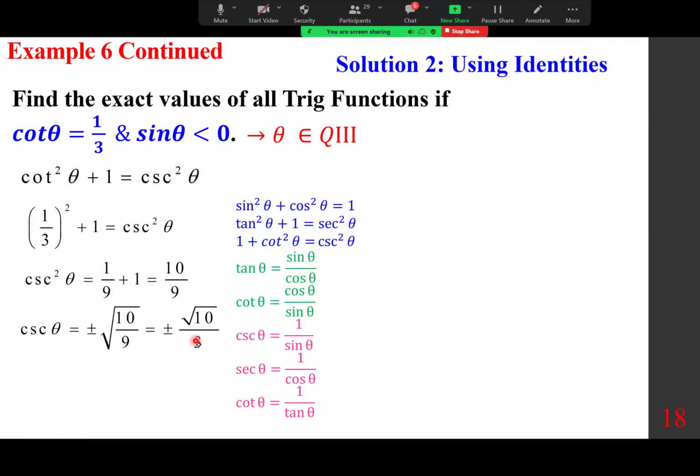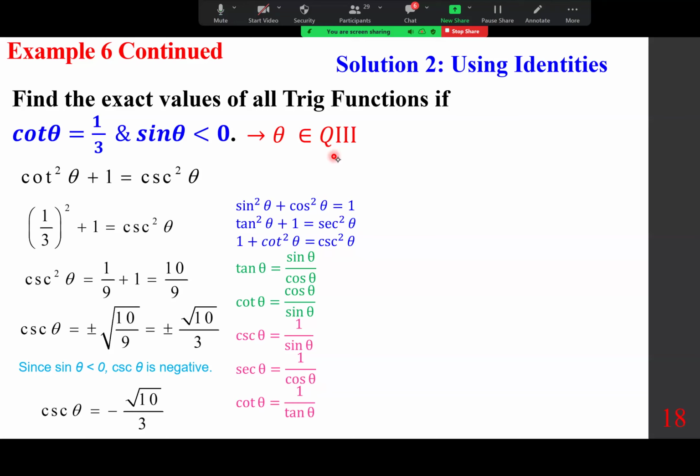Now, there are two answers. We have to choose the proper answer. Remember, we are in the third quadrant. In the third quadrant, everything is negative except tangent and cotangent. Therefore, you have to choose the negative sign. Since sine theta is less than 0, cosecant theta is negative. That's another way of looking at it. But again, third quadrant, everything is negative except tangent and cotangent. Those are the two that are positive.